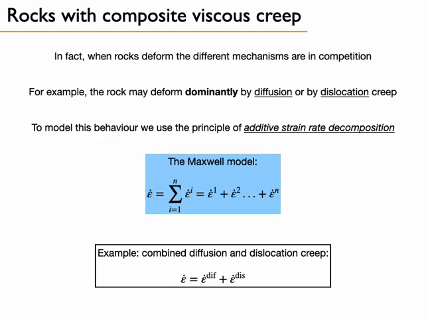So let's make an example. If we combine diffusion and dislocation creep, we would write the total strain rate as the sum of a diffusion creep strain rate and a dislocation creep strain rate. And each of these elements is feeling the same stress.